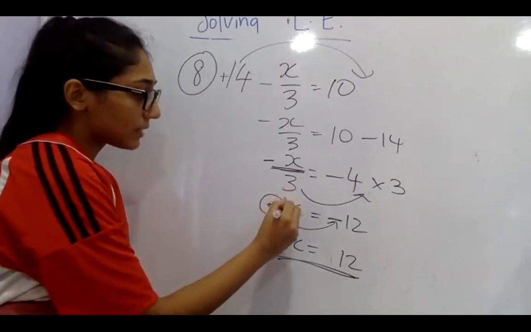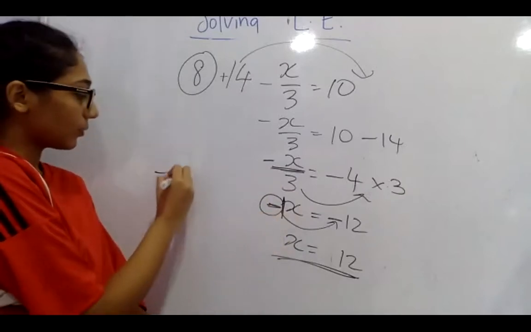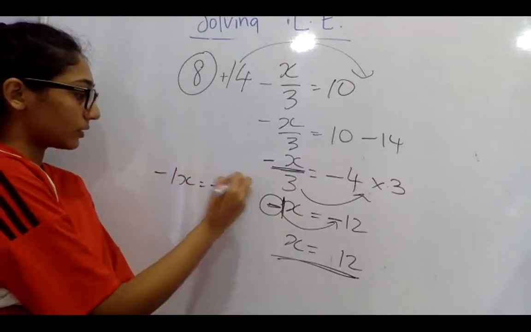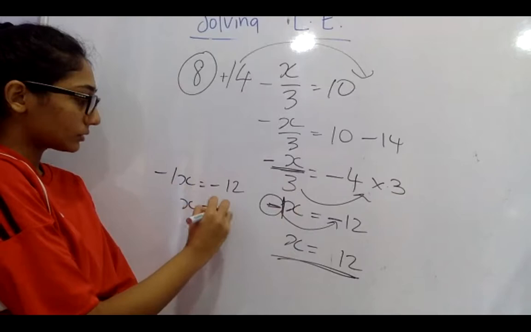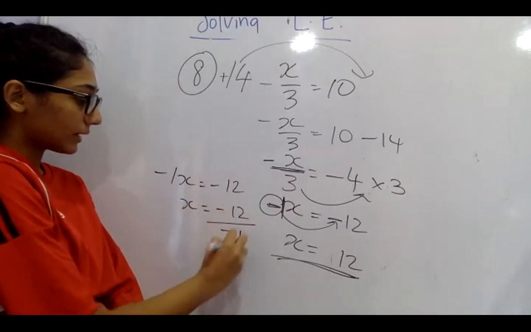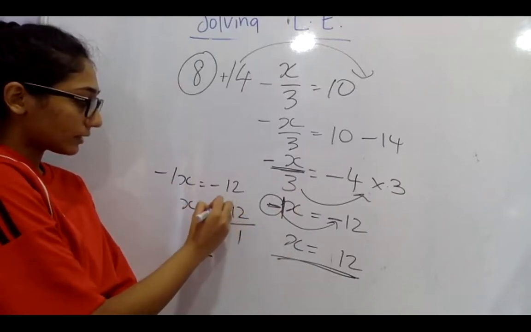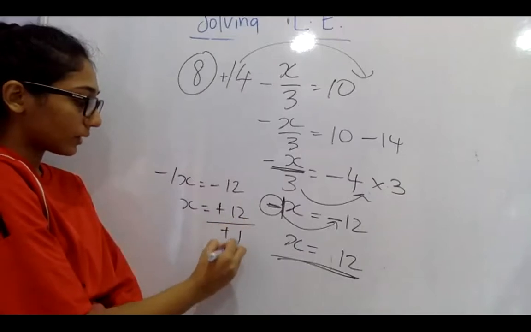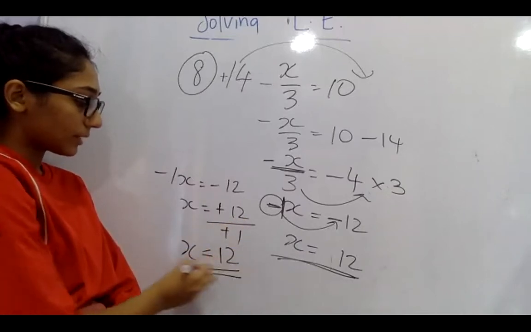Negative x is the same as negative 1x. So negative 1x equals negative 12. And then x equals negative 12 divided by negative 1. So negative and negative becomes positive. 12 divided by 1 is 12. That's why x becomes 12.